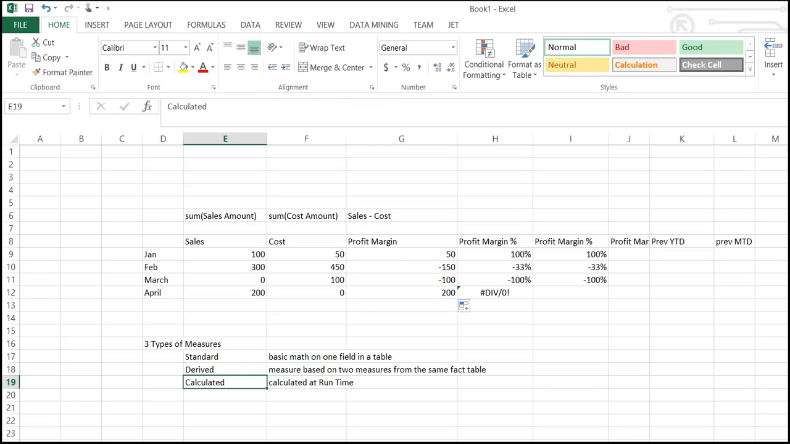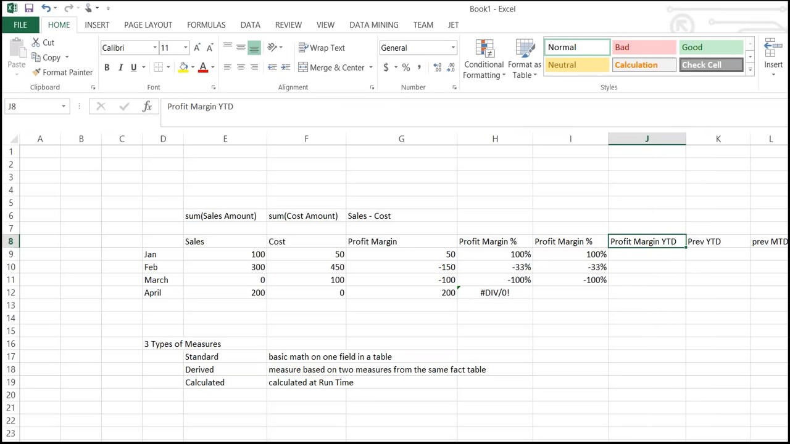Now, a calculated measure, this is a little bit challenging to explain and understand. A calculated measure is a measure that's calculated at runtime. It sounds like jargon to me, so what does that mean? It means that a calculated measure is a question that you cannot know the answer to until you have posed the question. So a measure like profit margin year to date, this is a classic example.